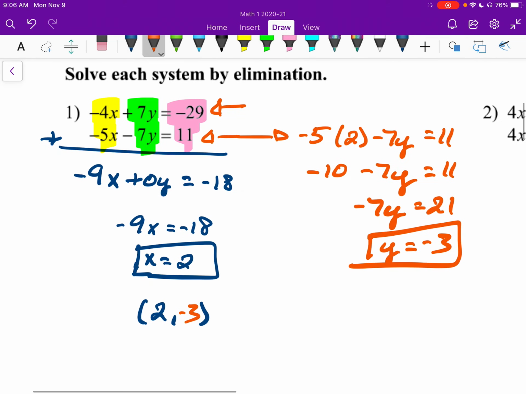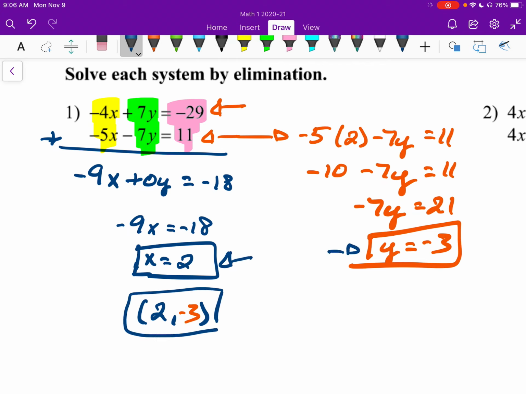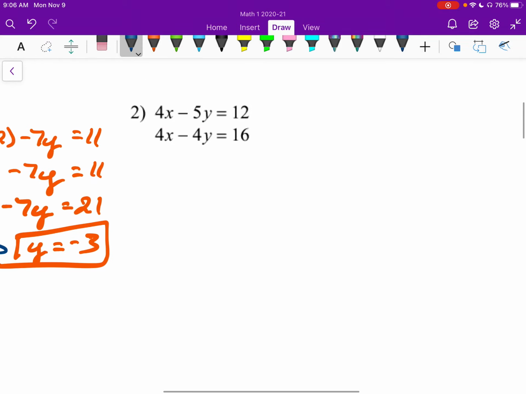So you can write the answer two different ways. You could either write it as x equals something, y equals something, or you can write it as a point. I believe that CUDA will normally write it as a point. So again, elimination, we start off by adding the equations together, and then we find our x or our y, and then we plug in. Let's look at number 2.